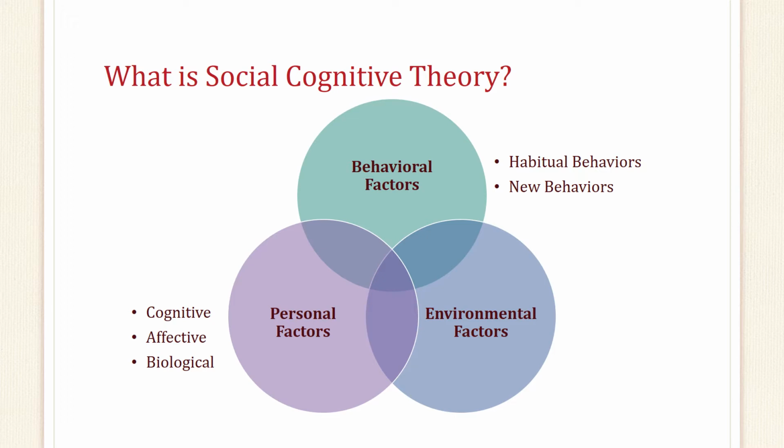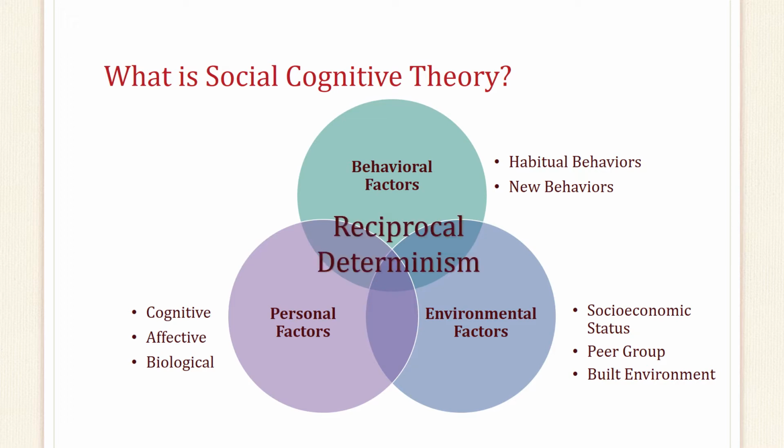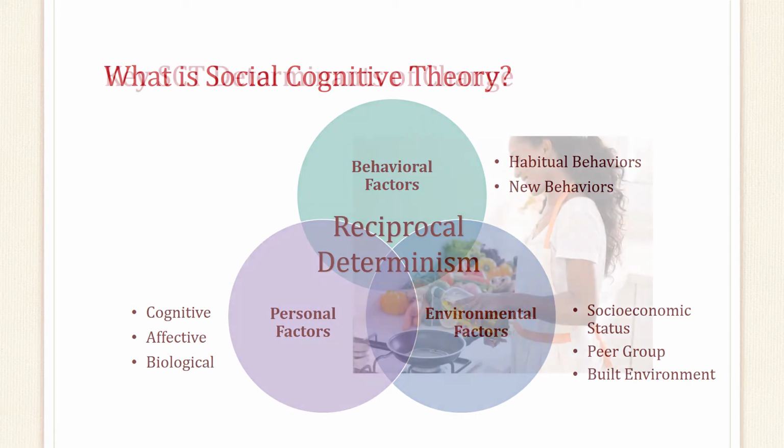Thirdly, we have environmental factors, which are often not under an individual's control. These may include one's socioeconomic status, peer group, and built environment where they live. All of these factors have an effect on each other, which is called reciprocal determinism. Therefore, a change in one's behavior may create a change in their environment, as well as vice versa.